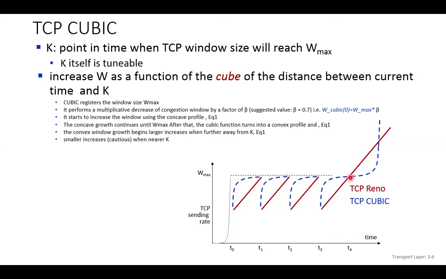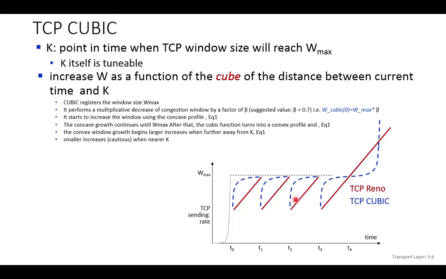In the TCP Reno, it will increase linearly, up to this point. Again after this it will be smooth, but here in the TCP QUIC it can increase also from that point where the congestion has happened. So convex window growth begins a larger increase when the congestion window gets away from this size.